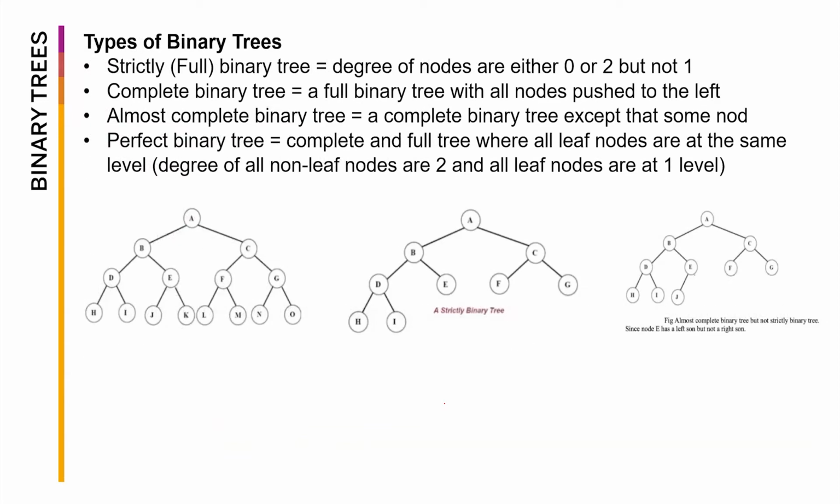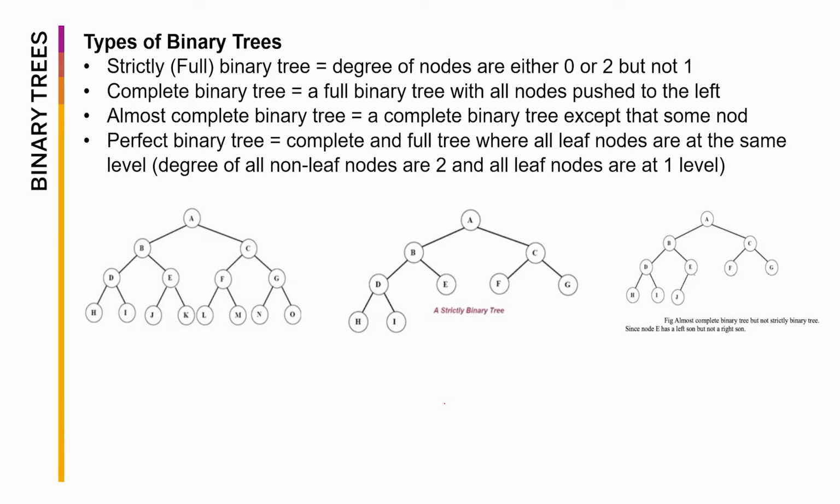Now, there are various types of binary trees. Okay, so just to complicate things again. First, we have to define the definition of a strict or a full binary tree, which is a binary tree which has degree of nodes of either 0 or 2, but not 1. So you can either have leaf nodes or full nodes, which has 2 children exactly.